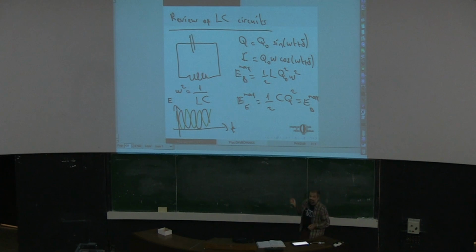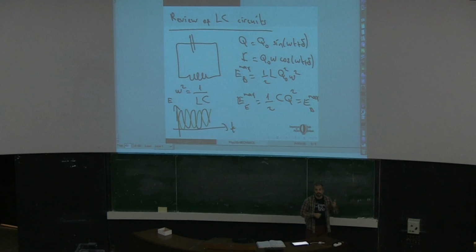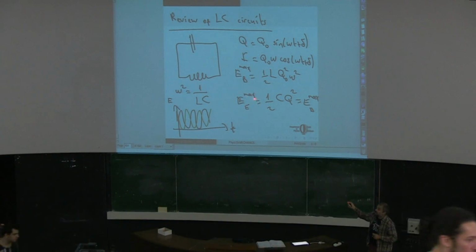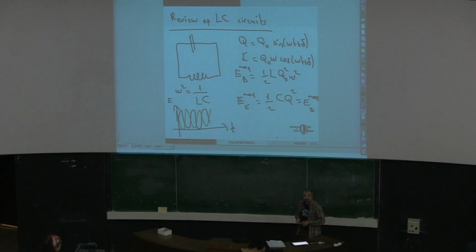Now, when we add the resistor, we qualitatively know what there will be. We will be losing energy. But energy loss just means that since the maximum energy is in both E and B, the total energy is just constant, equal to the maximum values. It just means that the maximum Q0 and Q0 omega will just decrease in time. That's what the reduction in the energy means.